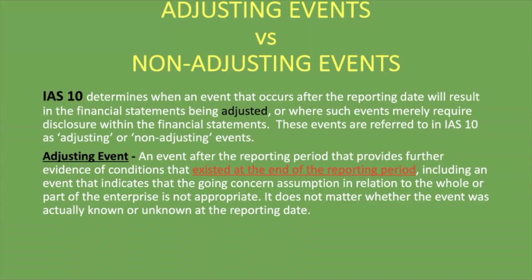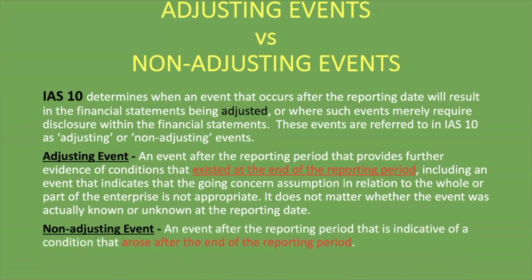That will be an adjusting event because it existed before the end of the financial period. This is even though we may not have been aware of it on 28 February, if that is our financial year end. A non-adjusting event, on the other hand, is an event after the reporting period that is indicative of a condition that arose after the end of the reporting period.